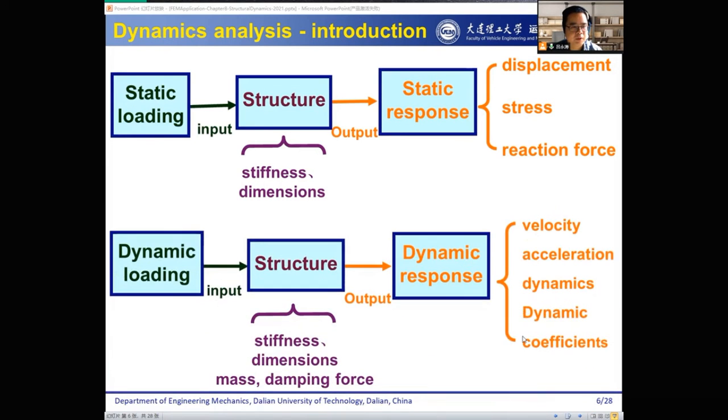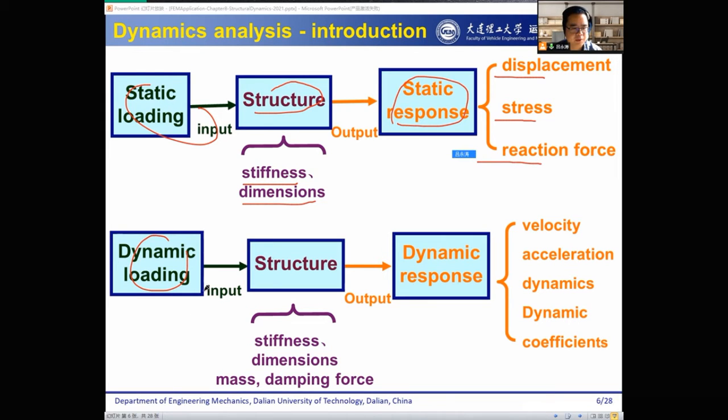So let's do a comparison between static loading and dynamic loading. For static loading, we have the structure, with its stiffness and its dimensions. Then we apply the static loading to the structure, and then we output the static response. What are the static responses? They include, but are not limited to, the displacement of the structure, the stress and strain distribution in the structure, and also the reaction force.